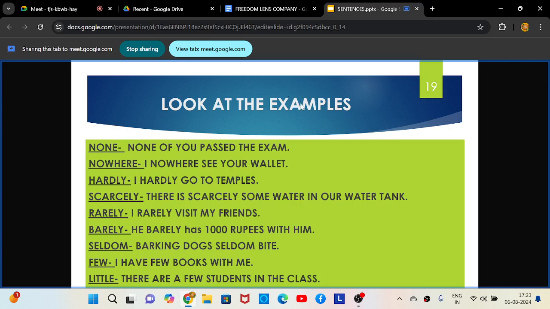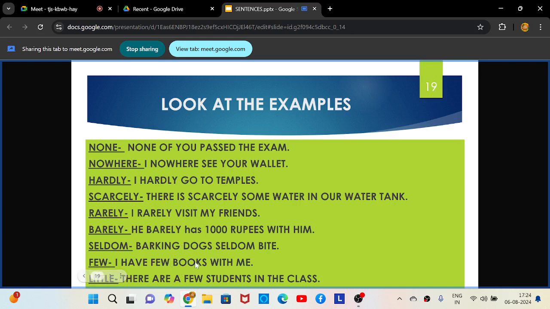None of you passed the exam. I never see your wallet. Hardly. What is wallet? Yes. I hardly go to temples. Scarcely. There is scarcely some water in our water tank. I rarely visit my friends. Barely. He barely has 100,000 rupees with him. Seldom. Barking dogs seldom bite. Few. I have few books with me. Little. There are a few students in the class.